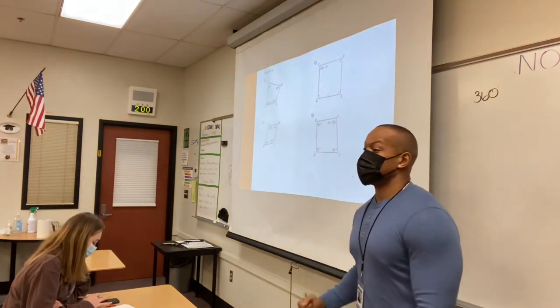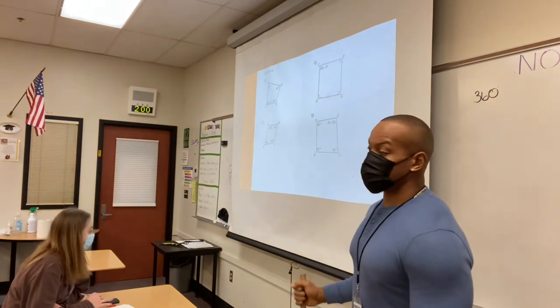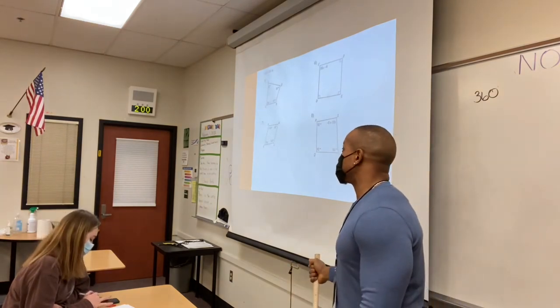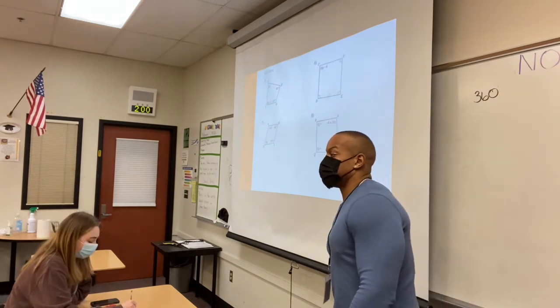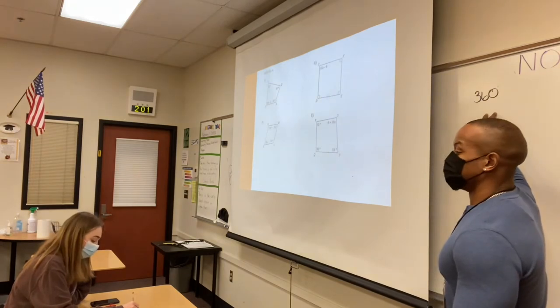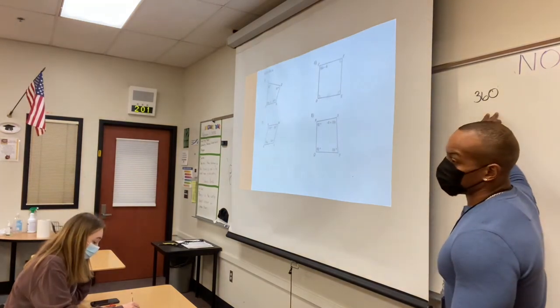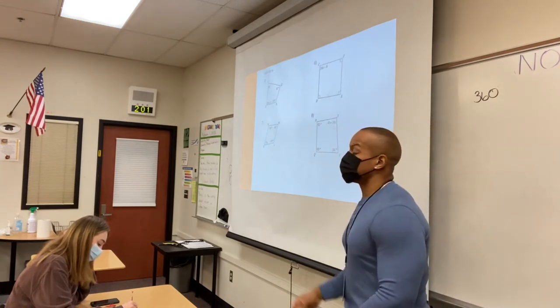Now, similar process, you still have three angles present. However, instead of the question mark, you have an algebraic equation. You're still going to follow the same steps. You start with knowing that 360 is the sum total. Okay? It's not going to be any more than that. Okay, then you are going to add up what you see there.